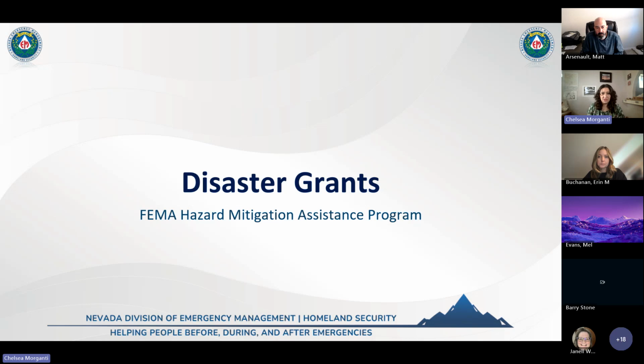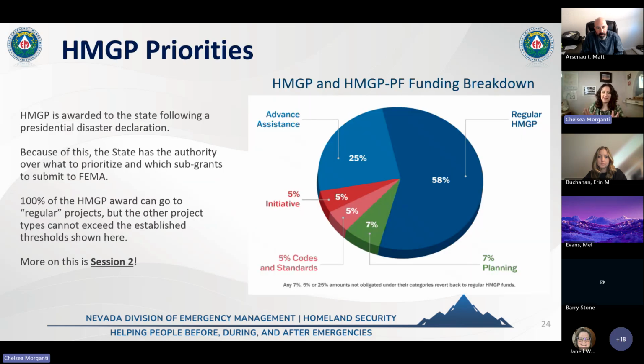Disaster grants. As I mentioned, right now the state of Nevada has open an HMGP post-fire mitigation grant funding source. So we're going to talk through what those disaster grants look like as well. HMGP, the regular Hazard Mitigation Grant Program, is allocated to states following a presidential disaster declaration. It's the basis for the disaster grant programs, and it has this breakdown of funding based off of what is an eligible project type. Again, going back to the Hazard Mitigation Assistance Grant Program guidance.